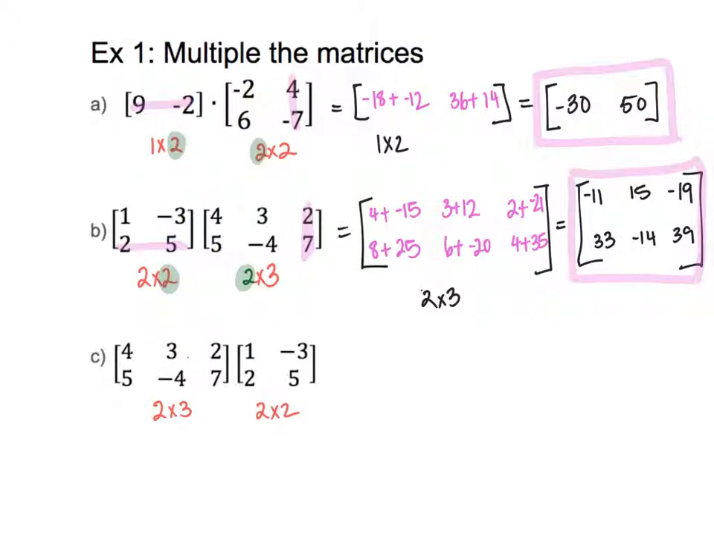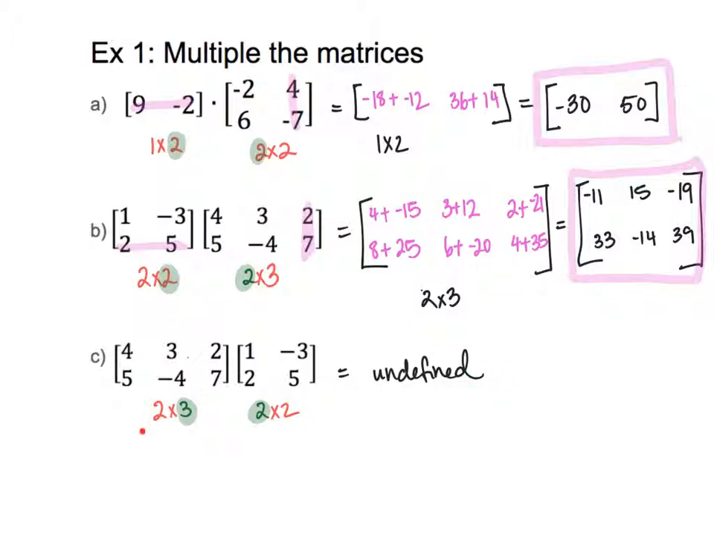Ooh, another square matrix. Okay, so if I multiply these two, wait, I can't, right? Because the inners, this one's a 3, this one's a 2. That's a mismatch. So in this case, I can't multiply it, so we say that this is undefined or no solution. Because the inners are not the same numbers, we can't multiply these two, so we say it's undefined.